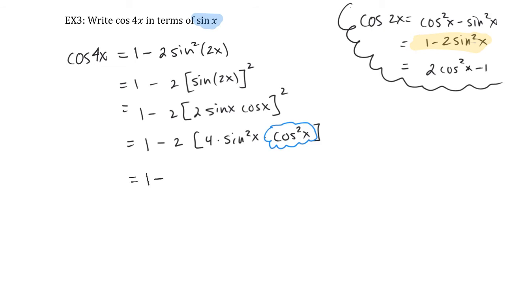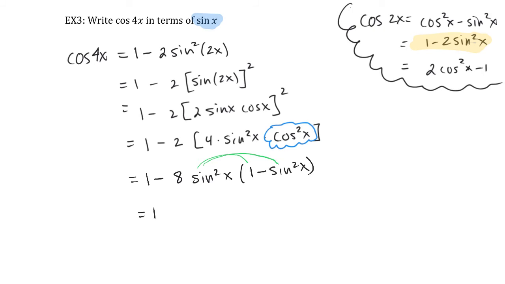So, let's go ahead and just multiply 2 times 4. So it would be 8 sine squared of x. And then cosine squared of x, I'm going to replace that with 1 minus sine squared of x. And now the only thing I need to do is just distribute my negative 8 sine squared of x to both those terms in the parenthesis.